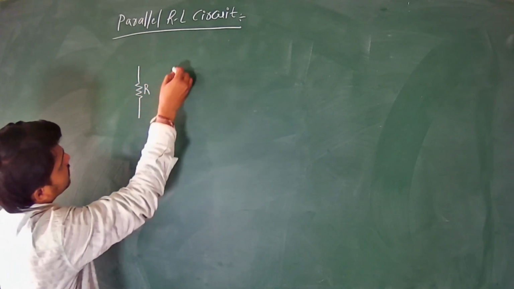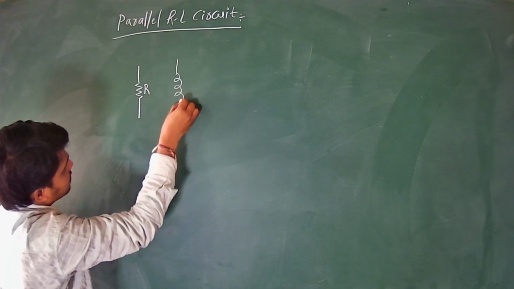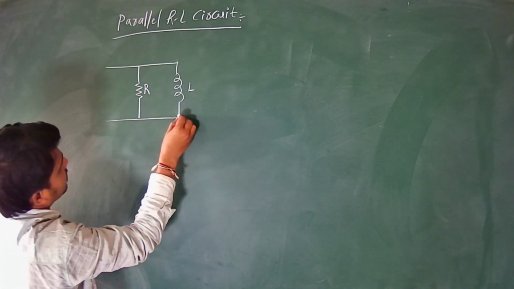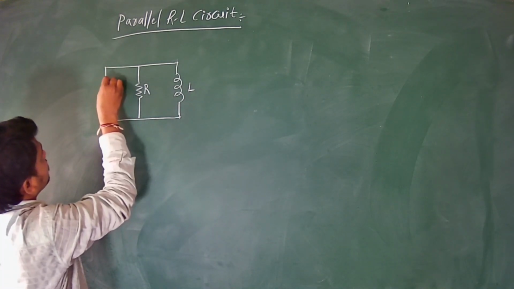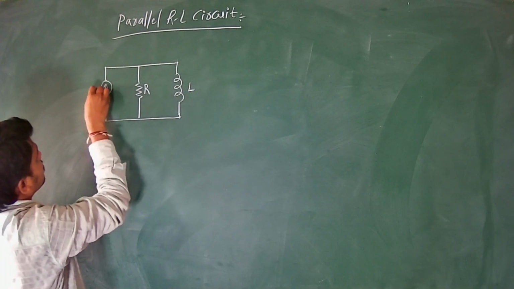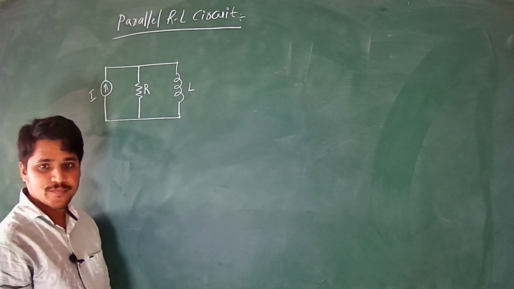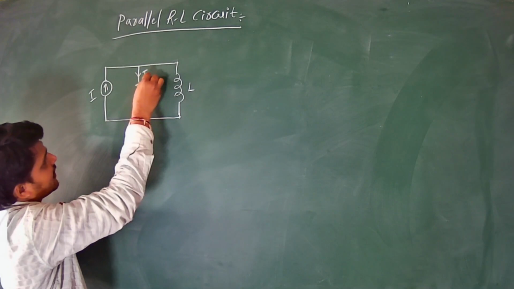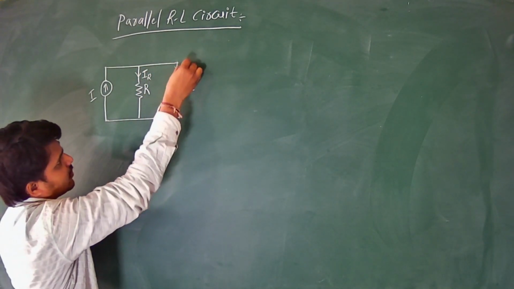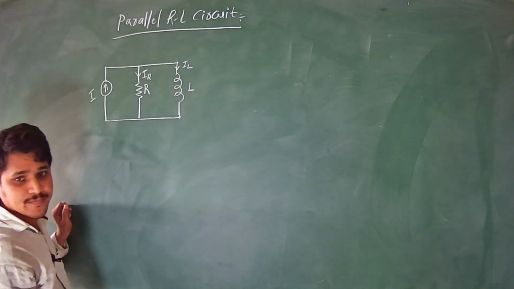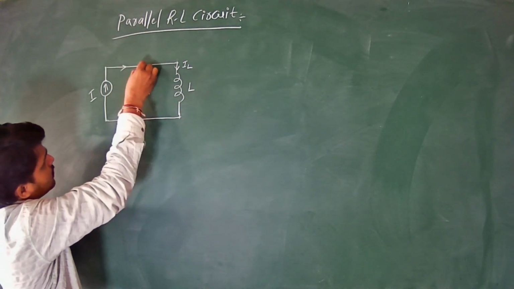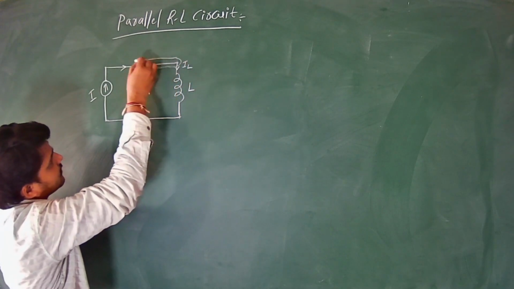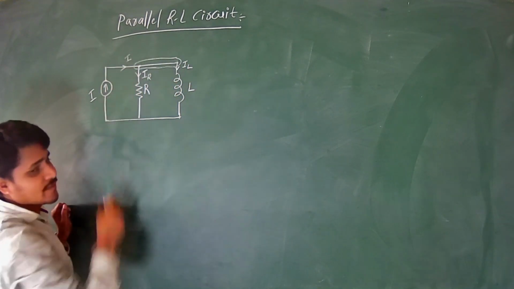Resistor R and inductor L are connected in parallel across the source I. Now the current drawn by the resistor is, let us say, I suffix R, and the current drawn by the inductor is I suffix L. This entire thing is one node, and the total current coming to this node is I.